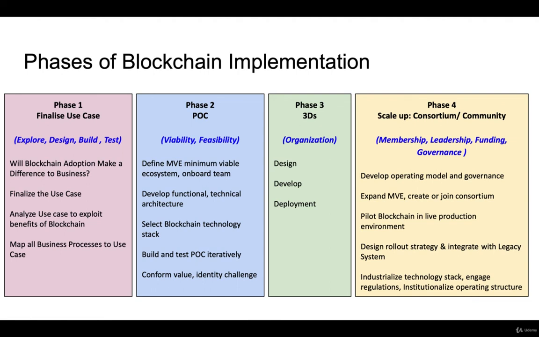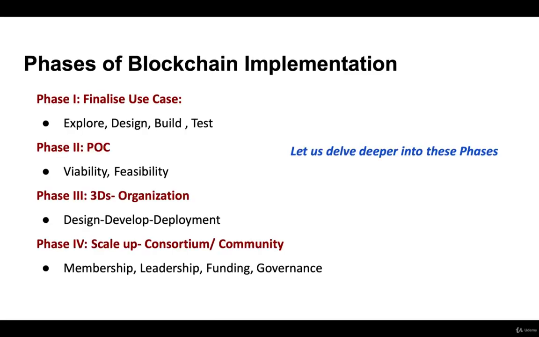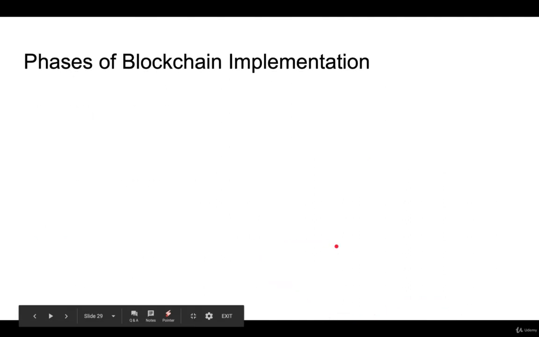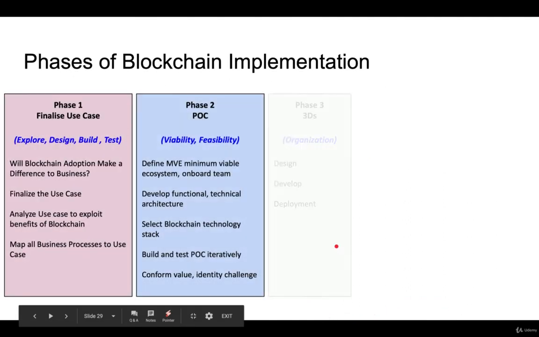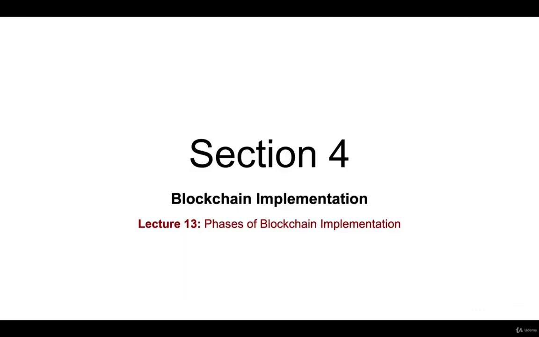So, as we explained in the earlier slide, we started with phases of blockchain implementation where we spoke about finalization, POC, organization, scaling up to consortium community. We explained the same in these 4 parts. And as you see, we move from the use case to POC to organization level blockchain to consortium level blockchain. And this is how we have explained to you the phases of blockchain implementation. In lecture 14, we will look at blockchain adoption.